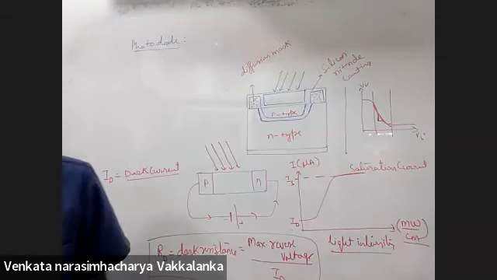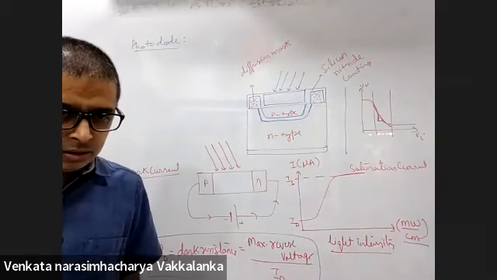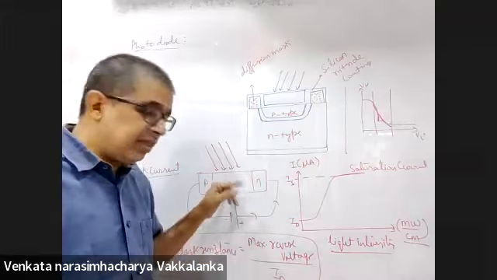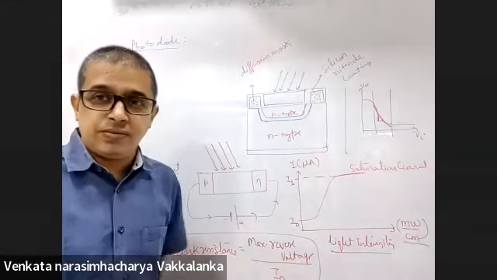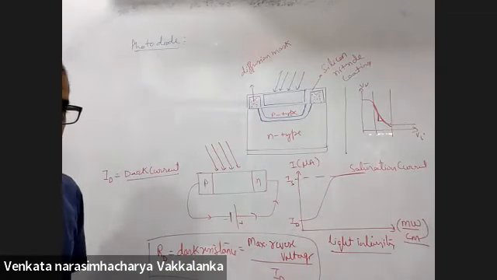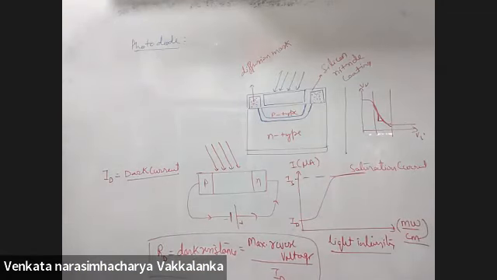Sir, could you please repeat the definition of the reverse current? Reverse current is the current passing through the diode when the diode is in reverse bias. Okay, sir. Current passing through the diode when the diode is in reverse bias.